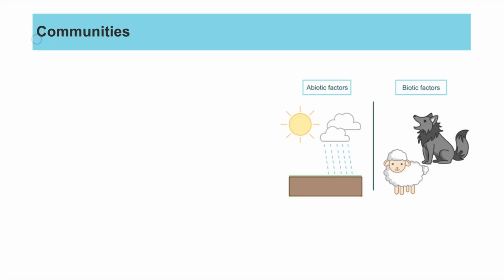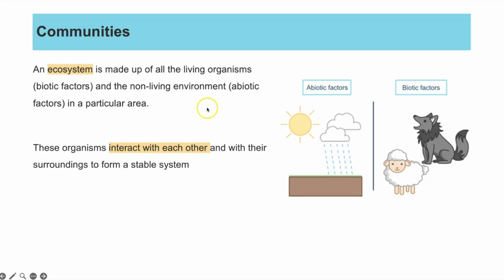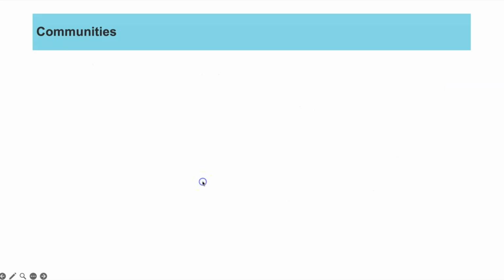So topic 7, we begin by looking at communities. An ecosystem is made up of all living things or organisms, which are your biotic factors, as well as the non-living parts, which are abiotic factors. These organisms interact with each other and with their surroundings to form a stable system.